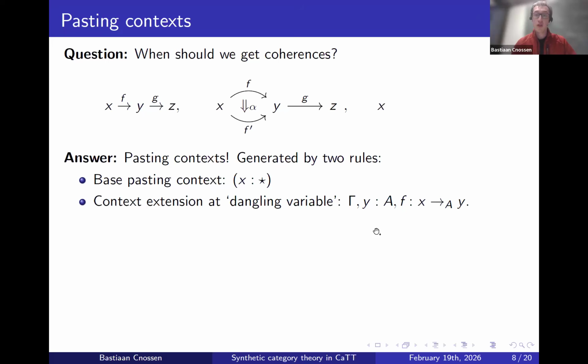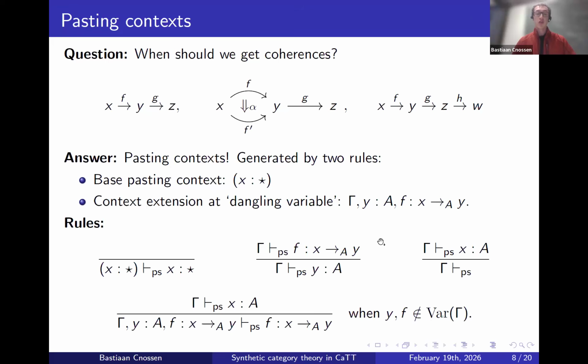And then finally, the third context, you do it in the same way. You just add three of these extensions. So in type theoretic language, it would look like this. There is the pasting context, which is just X, which only has one dangling variable. This is just X itself. And then if I have a context gamma with a dangling variable X, I can extend it with another Y in the same type and a morphism F that connects X and Y, in which F is now declared to be a dangling variable.